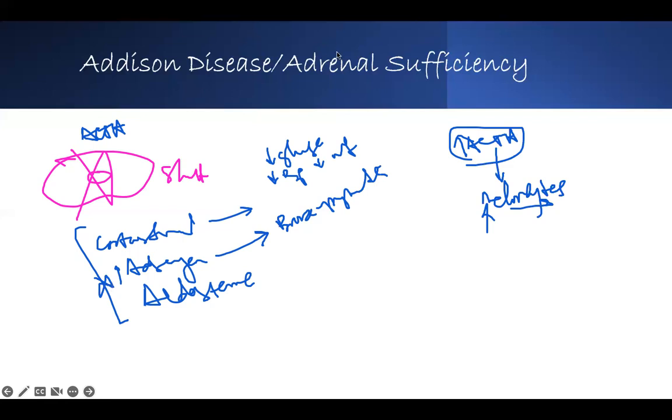This one, bronze pigmentation, or hyperpigmentation. They will use the word hyperpigmentation. It's very classic for adrenal gland. So that is something that you have to know.